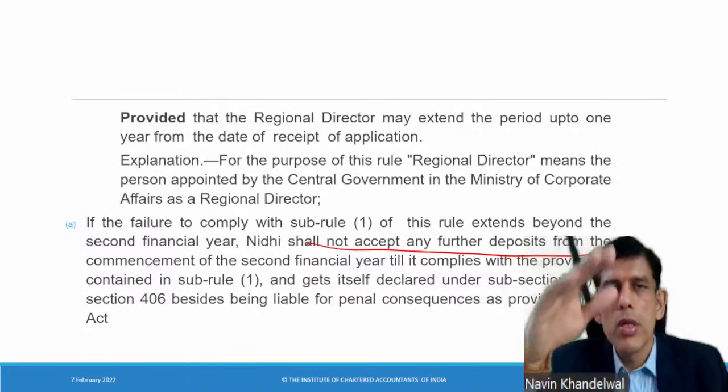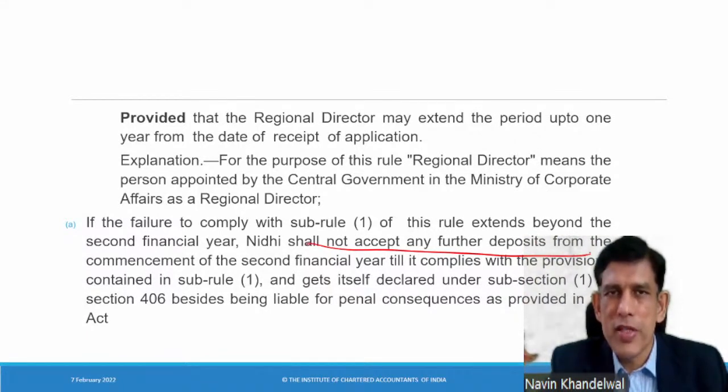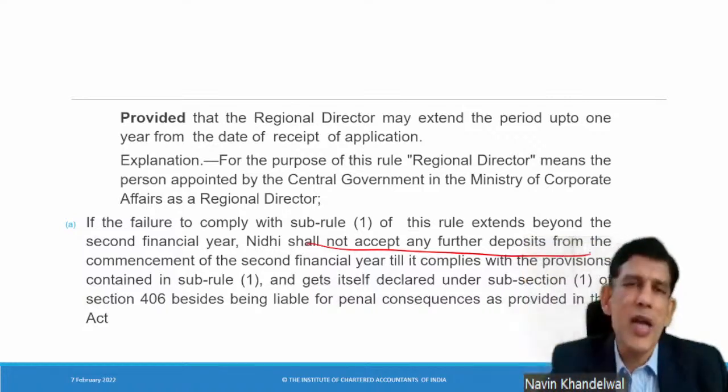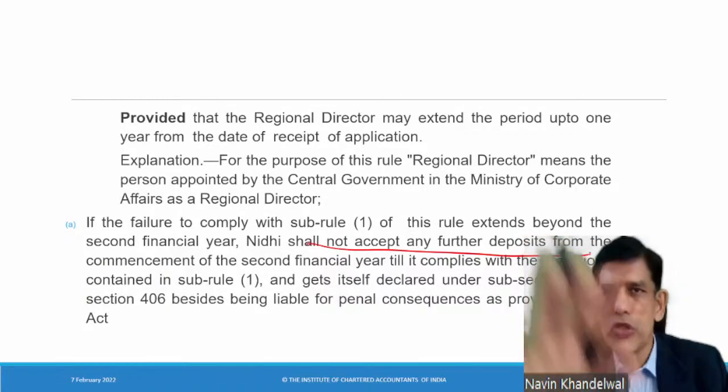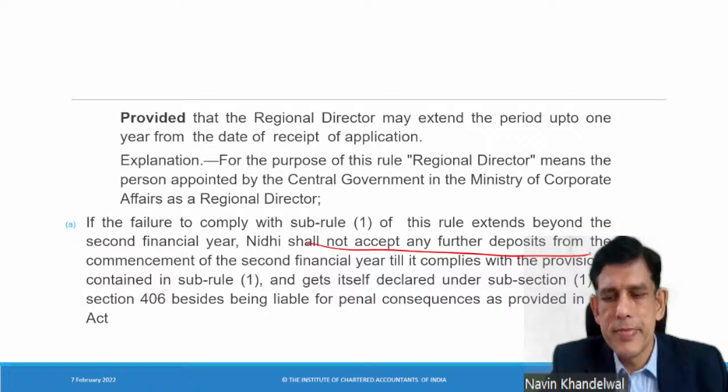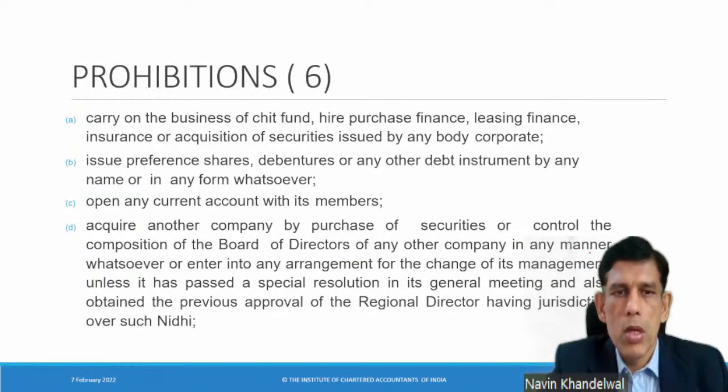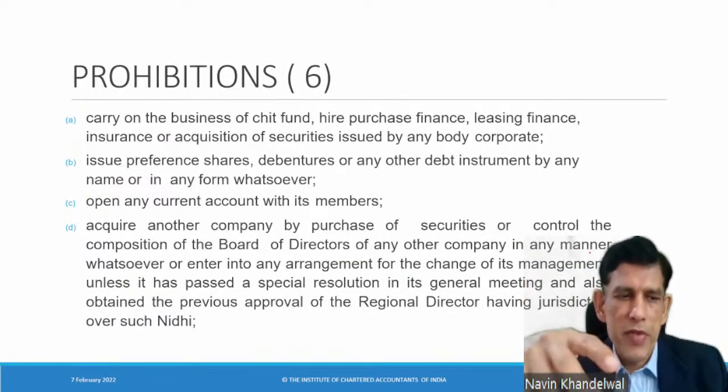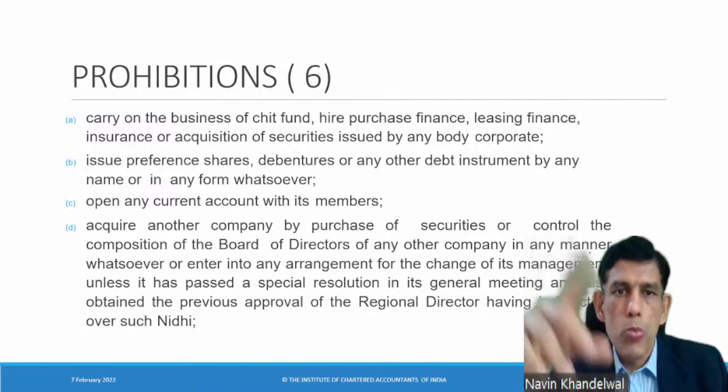So conditions, process: they have to file within 90 days a report, either stating that they have complied with the requirements, and if not, they will apply for an extension of a particular period, and the regional director may give the further time period for compliance. And if they are not able to comply by the second financial year, they will not be entitled to raise further deposits till they are complying with the requirement. This is the answer which you have to give. Very important, friends. Very important.